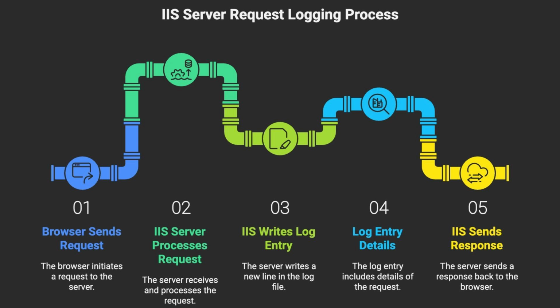Let's see how it actually works. The process is quite simple. When your browser sends a request to the IIS server, the server processes that request. Before sending a response back, IIS writes a new line in the log file, filling in all the fields we just discussed with the details of that specific request. It does this for every single image, script, and page load, creating a complete record of all activity. So that's how it logs every request before responding.